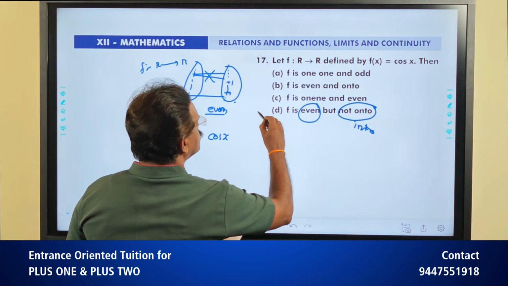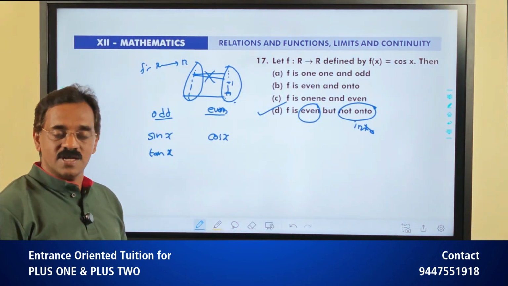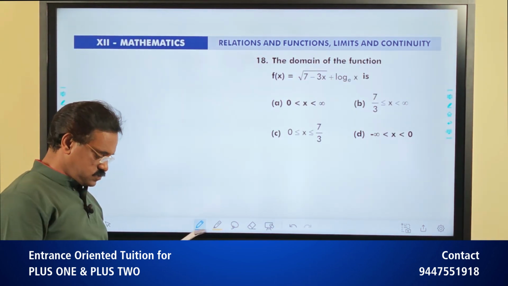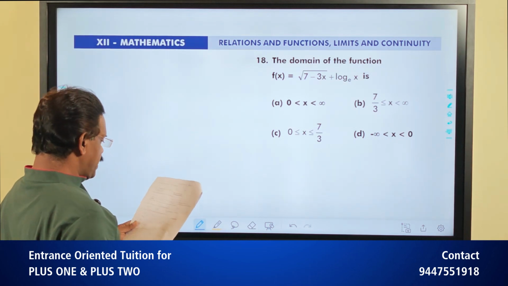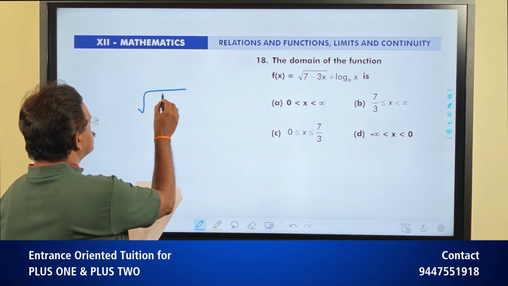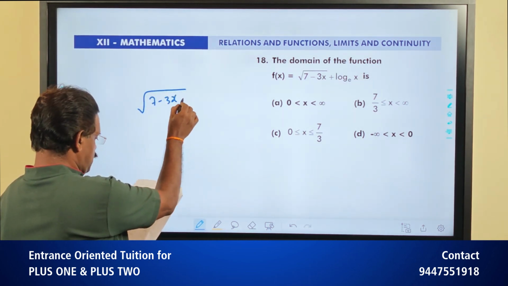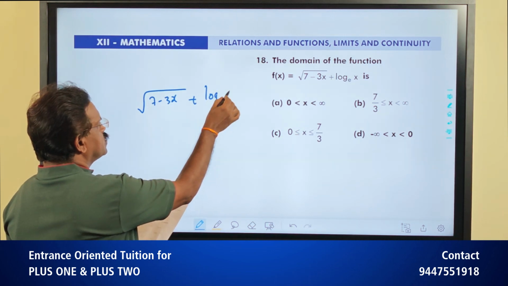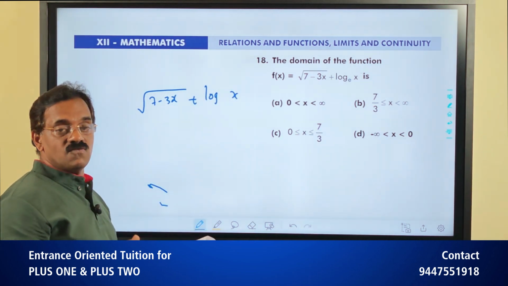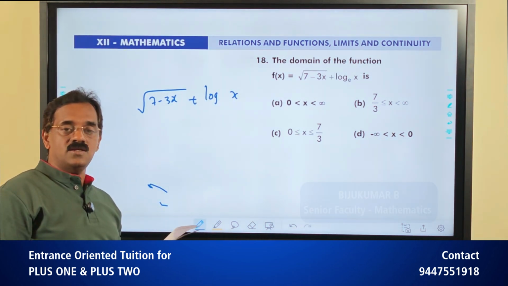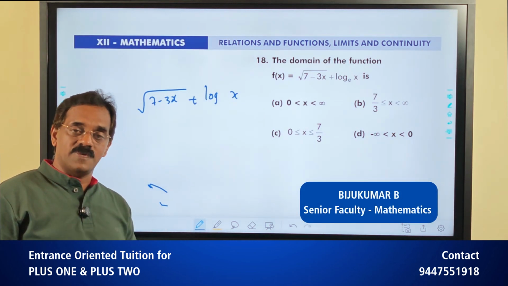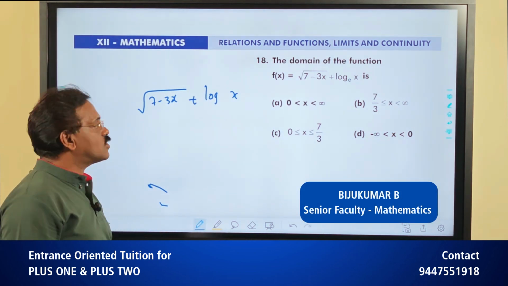So we can say that the choice D is the correct option for that one. Okay. Question number 18. Root of 7 minus 3x plus log x. When there are more than one function to find the domain, you have to find out the domain separately and take the common domain. So how it will be?